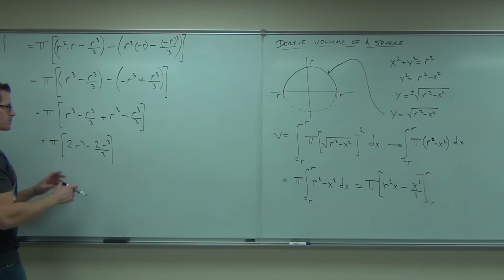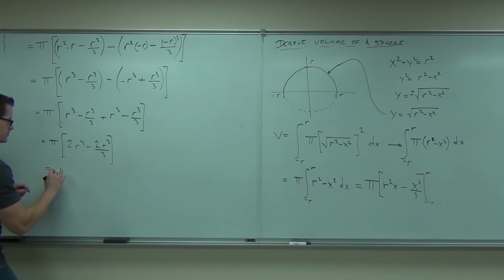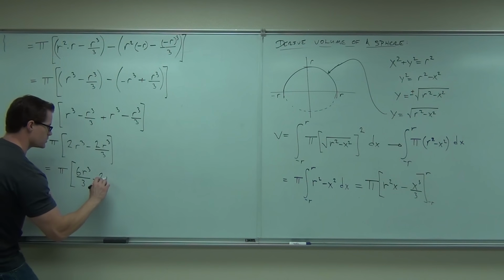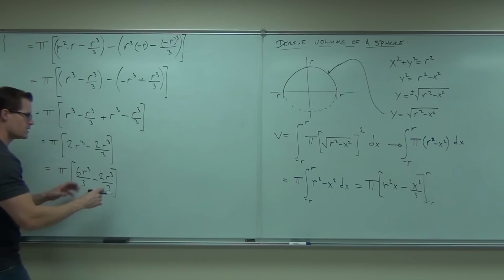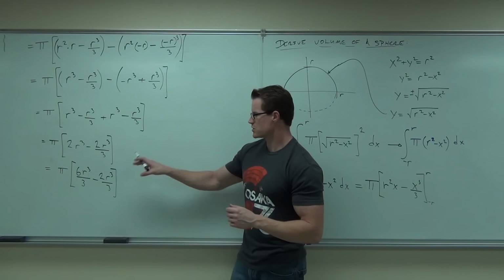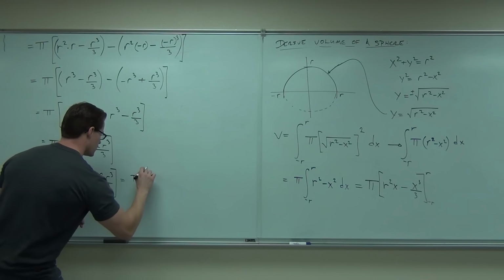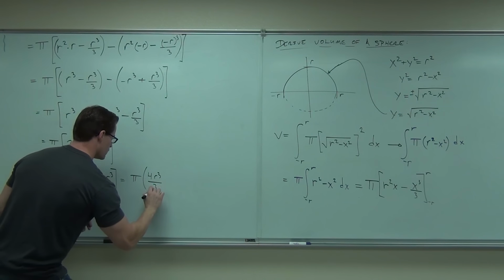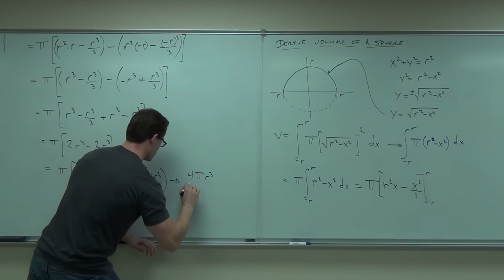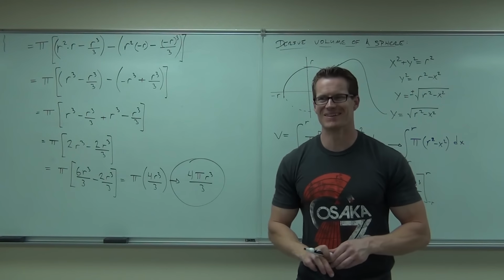Yes, no? Common denominator: if you multiply by 3 over 3, you're going to get 6r cubed over 3 minus 2r cubed over 3. Now that you have a common denominator, hey, check it out. What's 6r cubed over 3 minus 2r cubed over 3? Or what we know and love, volume of the sphere. Isn't that cool? I love that one. That's kind of fun.